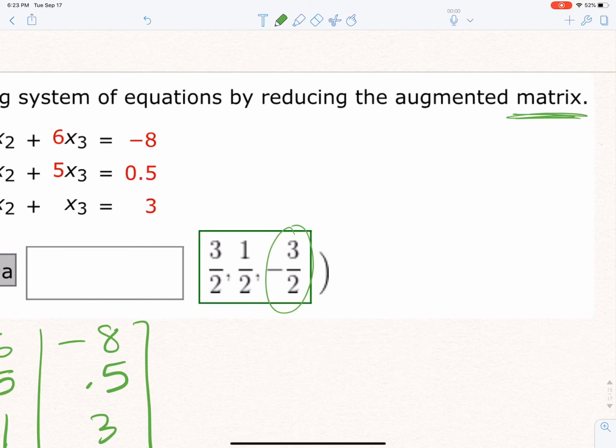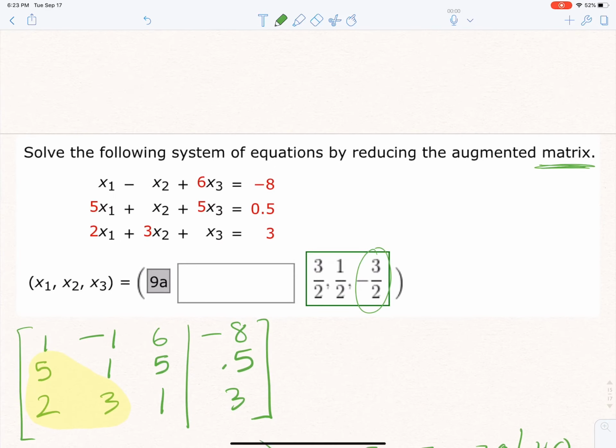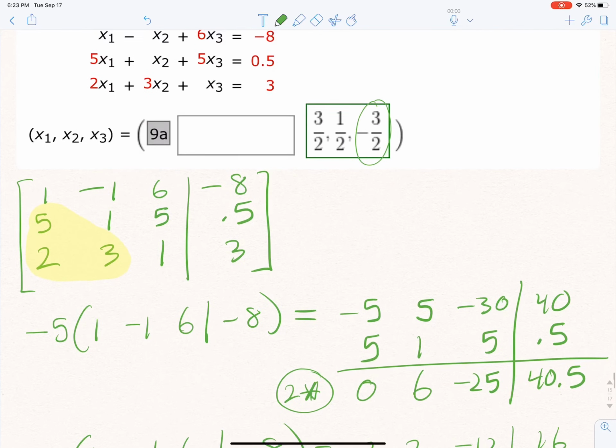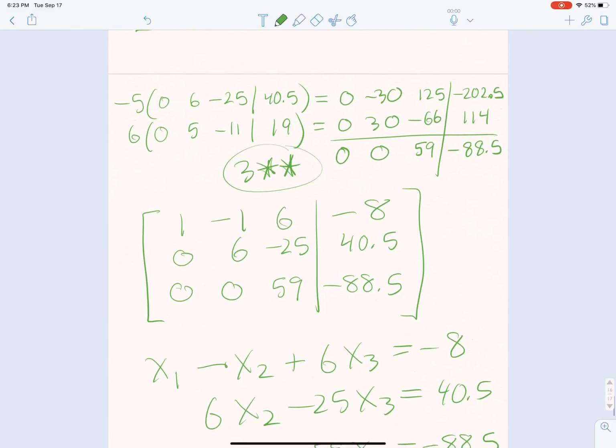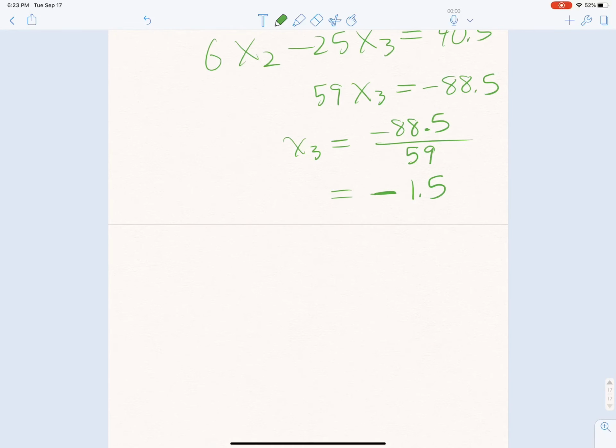I think if you input the fraction, it says that it's not right. Well, the question will say to input a fraction or decimal. It should give instructions, right? But anyways, we got x3.